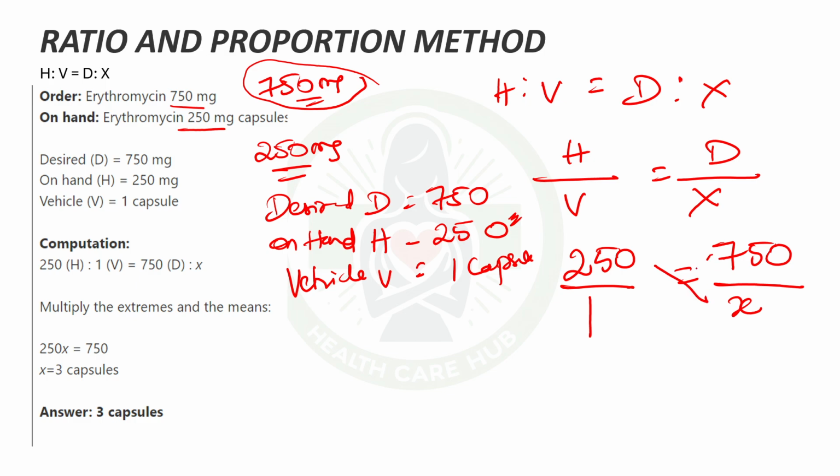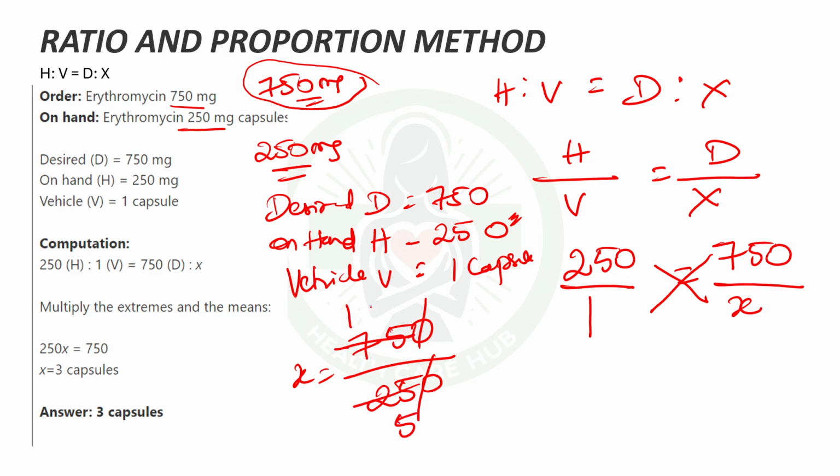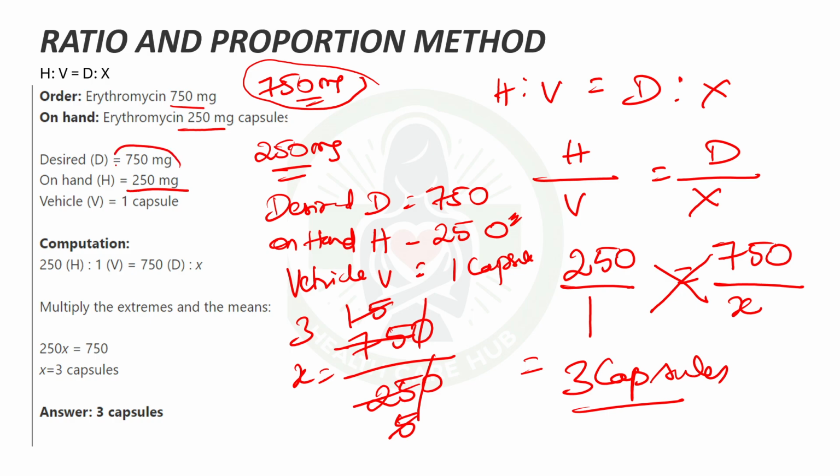So what are we going to do? We are going to cross multiply this. So X is equal to 750 by 250. The zeros, you are going to strike out. So 5 5s are 25, 5 1s are 5, 5 5s are 25, then 5 3s are 15. So 3 capsules. We have 250 mg in hand, and the doctor has ordered 750 mg, so we are going to give 3 capsules to the patient.